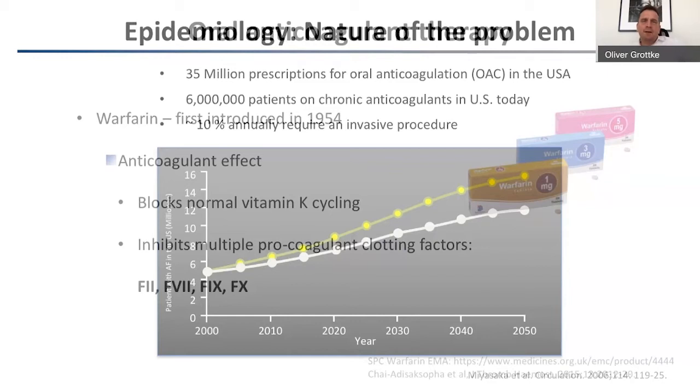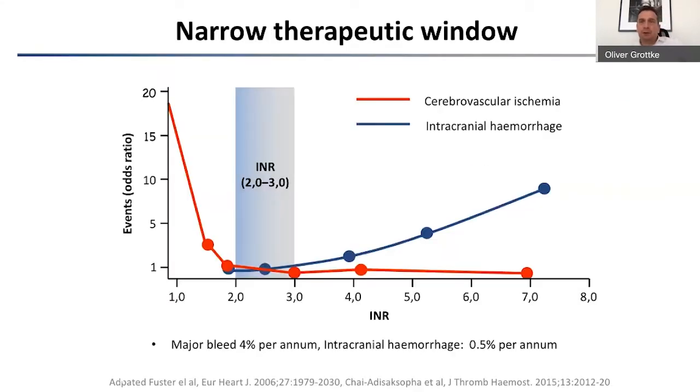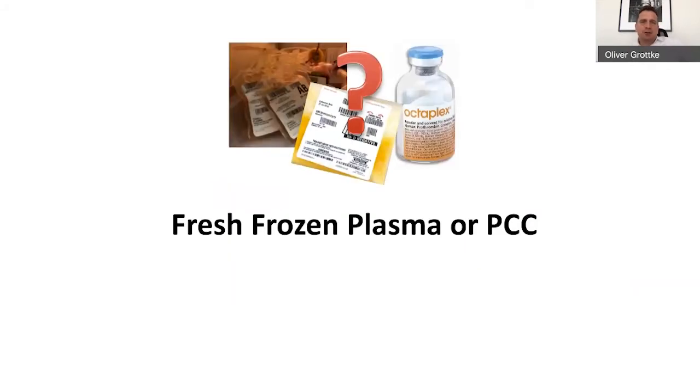Warfarin, still the blockbuster, still number 1 worldwide, was initially introduced in 1954. It has an anticoagulant effect by blocking the vitamin K cycling proteins, which leads to inhibition of factors 2, 7, 9, and 10. As you know, most patients just require an INR between 2 and 3. Some do require a range up to 3.5, but if we cross this border, we have a severe risk of major bleeding, including ICH.